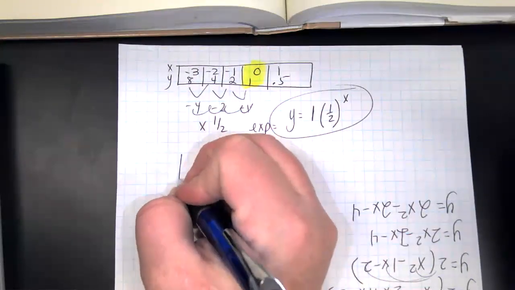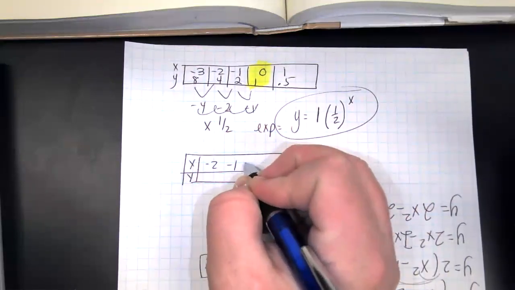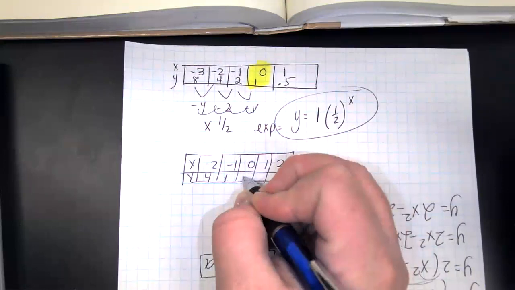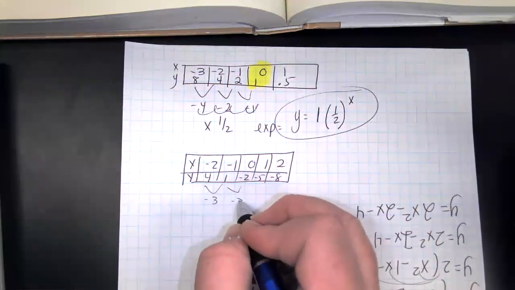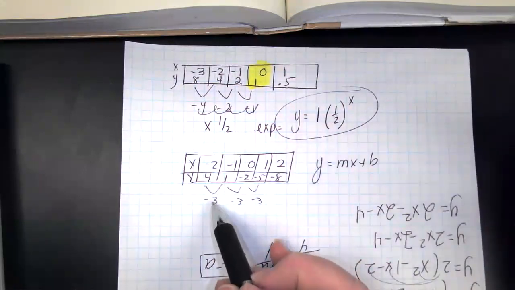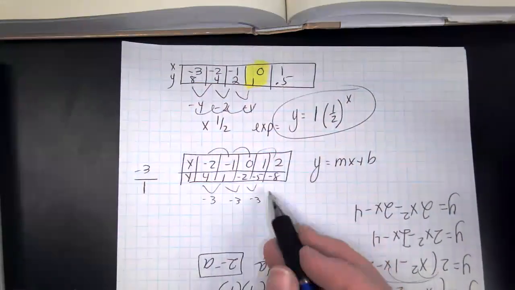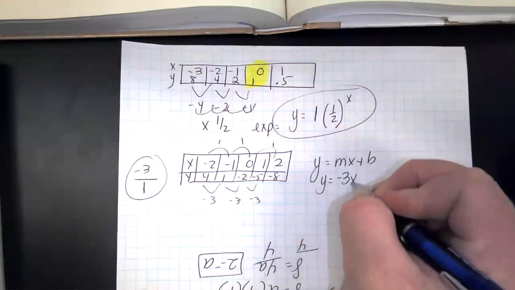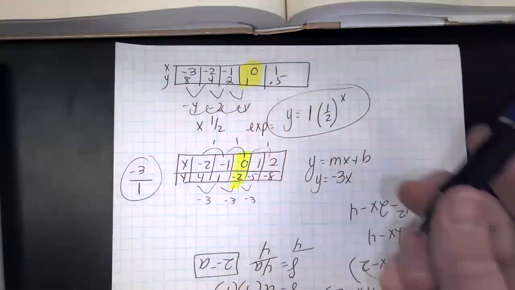All right, let's try one more. X, y, -2, -1, 0, 1, 2, and 4, 1, -2, -5, and 8. So let's see. Down 3, down 3. Oh, this is linear. Y is equal to mx plus b. All right, so my y is -3 over my change is 1, right? So here's my slope. And what's my y-intercept? Right there, -2.